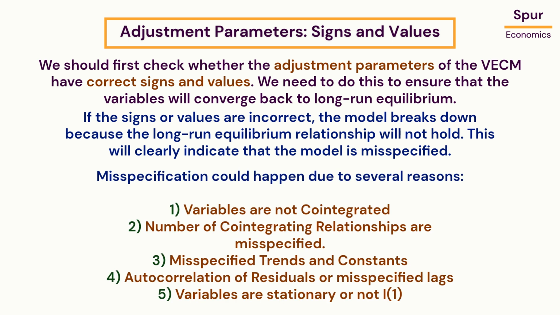This could happen due to several reasons, such as the variables might not be cointegrated or the number of cointegrated relationships might be incorrectly specified. Even misspecified trends and constants can have a huge impact on the results.